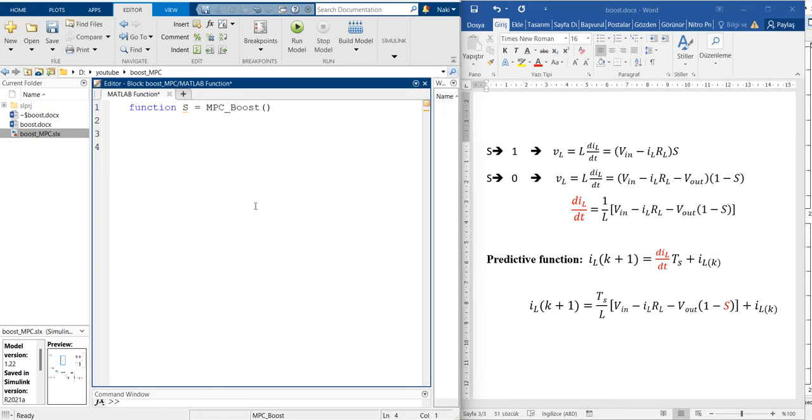So first we can write the predictive function like here: ilk1 equals ... v in ... one minus s ... plus il.